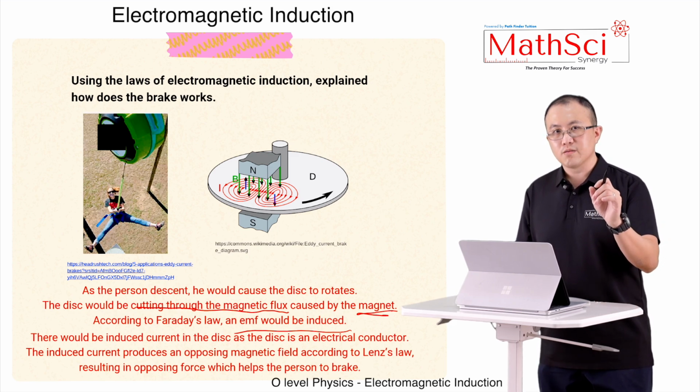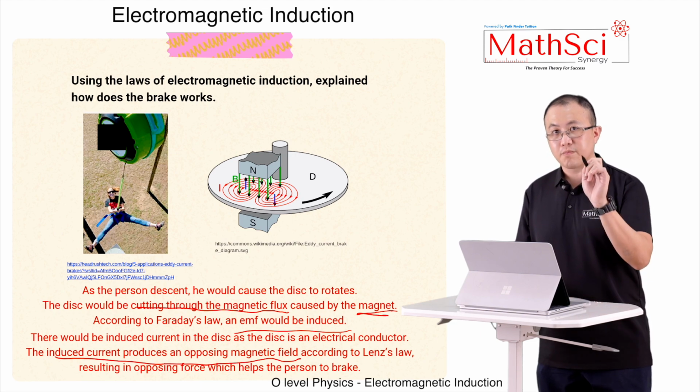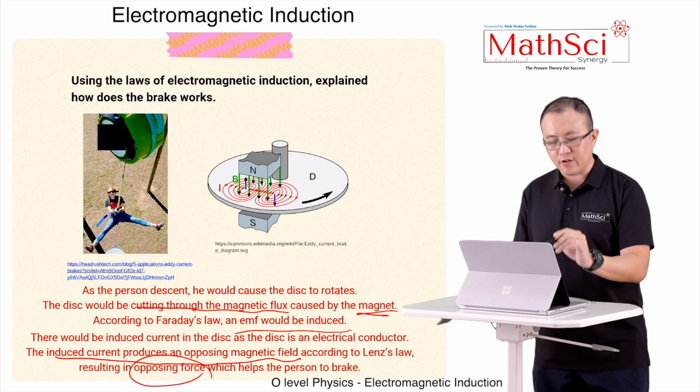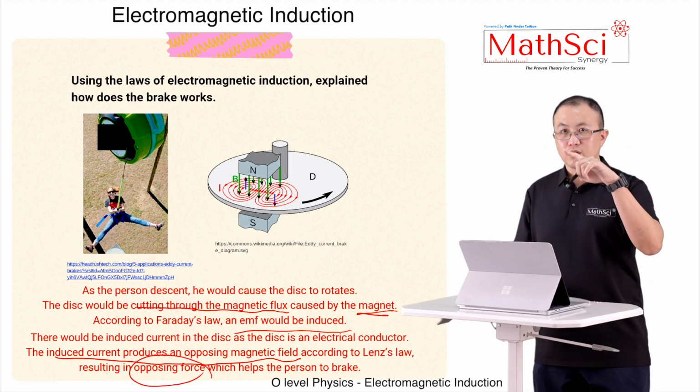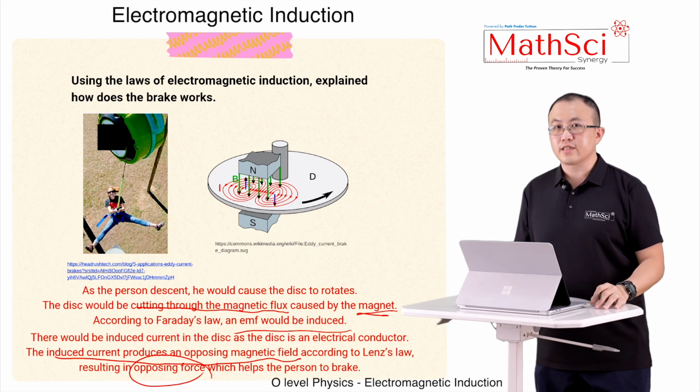And this current will produce a magnetic field that's opposite. So it's important to point this out, that according to Lenz's law, it will produce a force opposite to the turning of the rotor in order to cause the braking. Okay, so this is the last point.